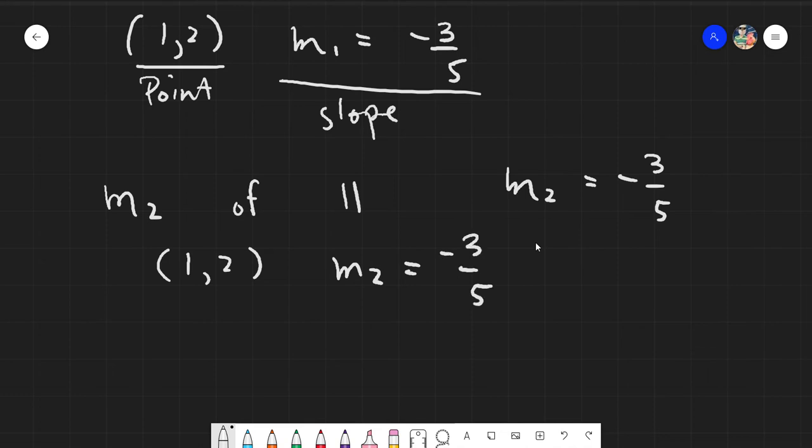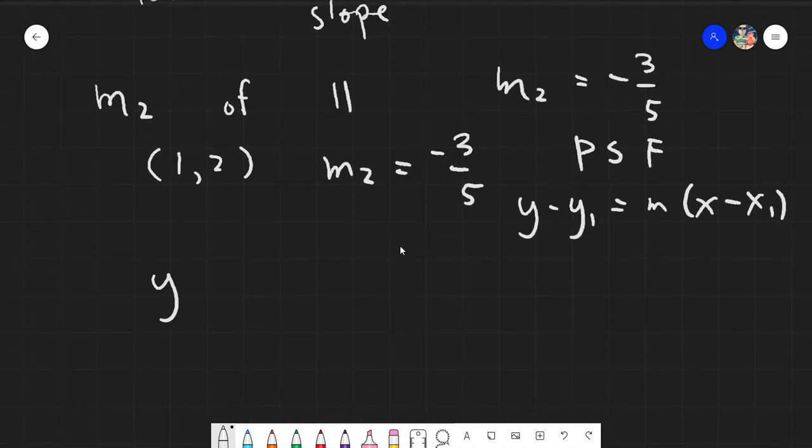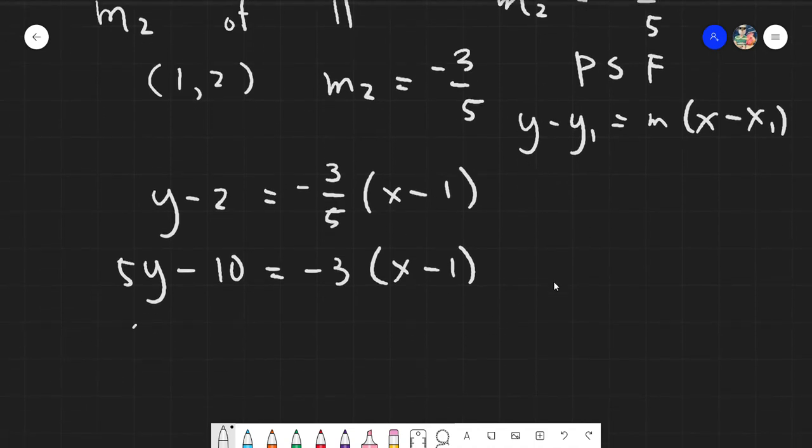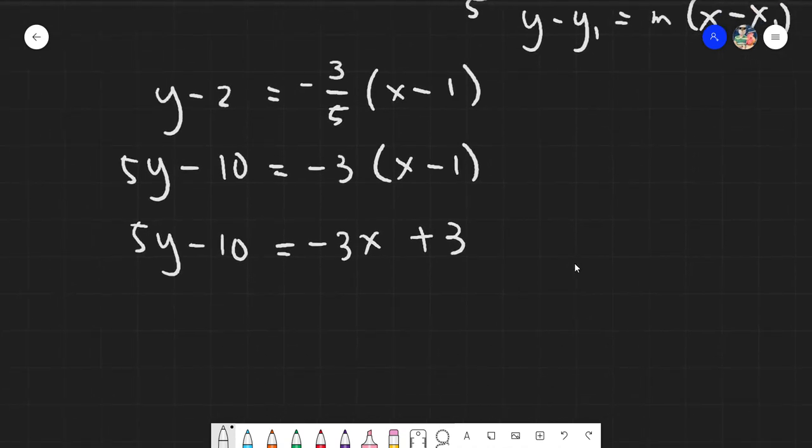We can now find the equation using the point-slope form. Point-slope form is simply y minus y sub 1 is equal to m times x minus x sub 1. Substitution will give you y minus 2 is equal to negative 3 fifths times x minus 1. Let's remove the fraction, giving us 5y minus 10 is equal to negative 3 times x minus 1. Evaluating further, 5y minus 10 is equal to negative 3x plus 3. And finally, 3x plus 5y is equal to 13.